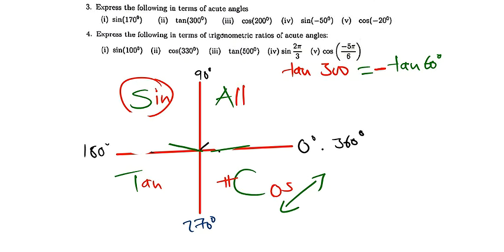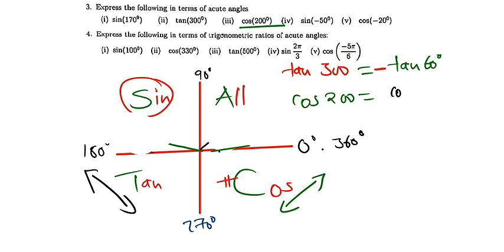Now pause the video and try out the next one, cos 200. When you say cos 200, what do you basically mean? Which quadrant are you in to start with? 200 is between 180 and 270, meaning that we are in the third quadrant. So subtract 180 from it. 200 minus 180 is what? It's 20.